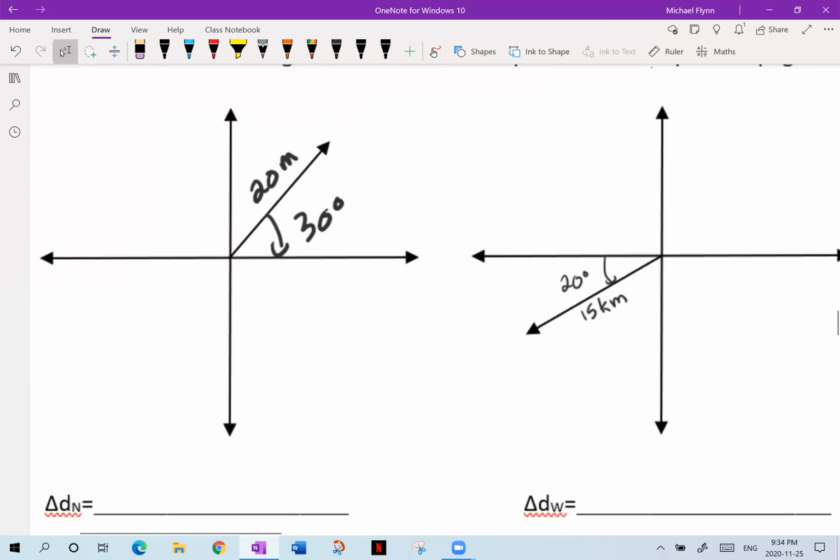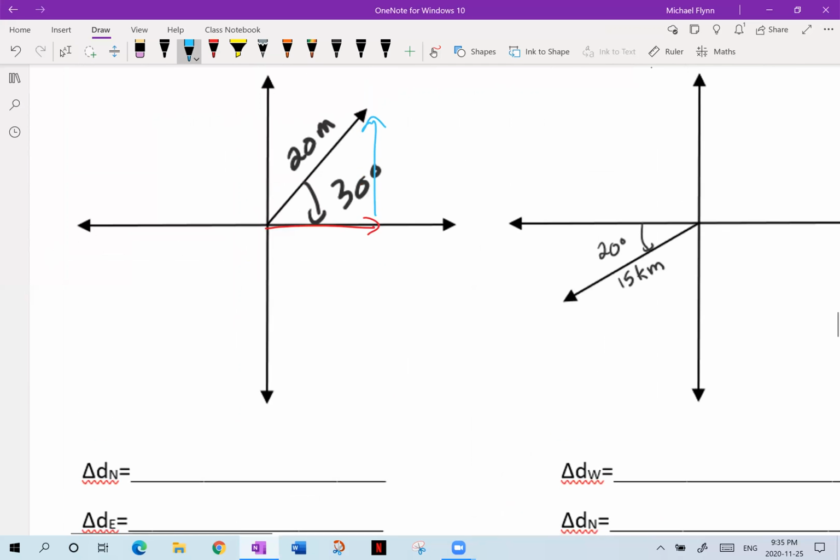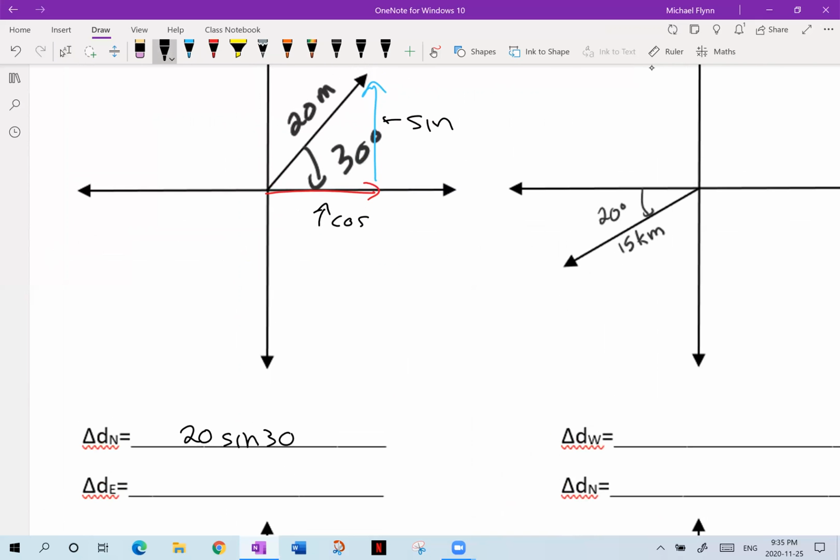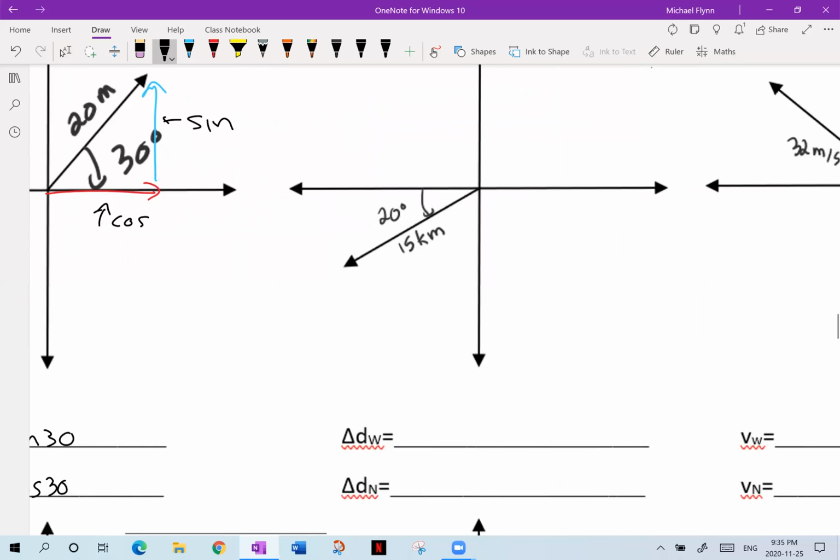So let's take a look at the first one. Here you're going this far east, and you're going that far north. So what is the north component? Well, just write down what it's going to be. It's going to be 20 times the sine of 30, because the blue vector goes with sine because it's opposite the angle, and this one goes with cos. Now the east one is going to be 20 cos 30. So this looks very similar to the last worksheet, just more practice.